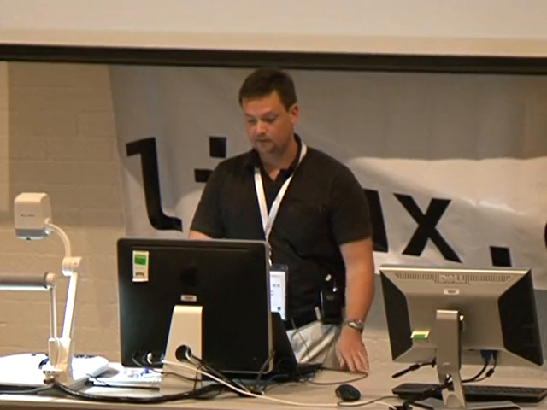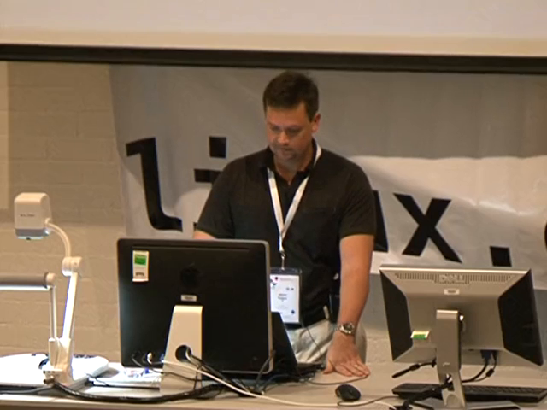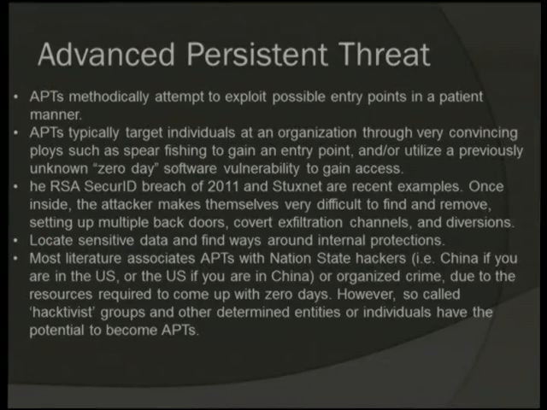So I'm going to talk a little bit about advanced persistent threat. This is another buzz term that's come up lately. They typically target individual organizations through very convincing ploys. Usually they go for a spear phishing attack, and they're using zero-day software vulnerabilities. We've seen this a lot lately: the Stuxnet thing, the RSA breach from a few years ago.